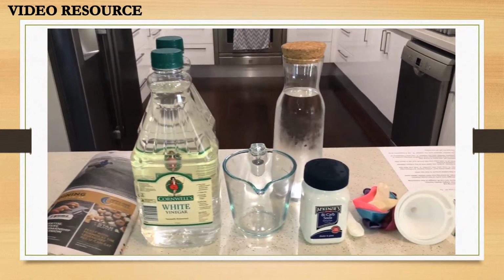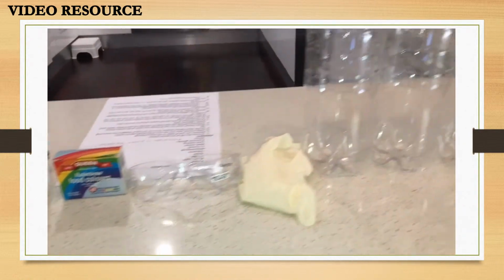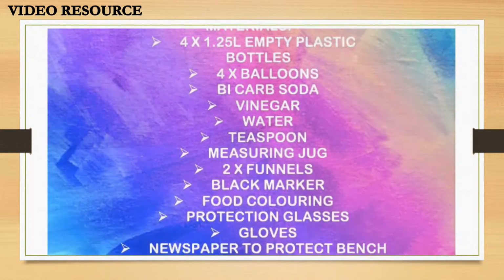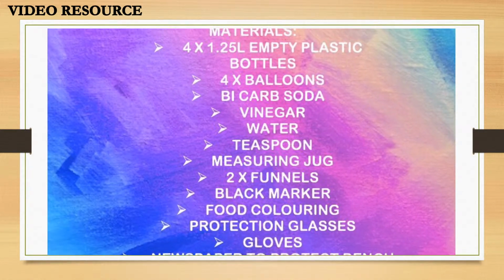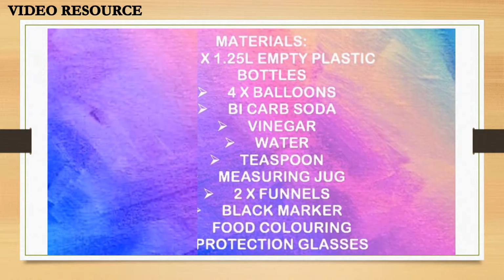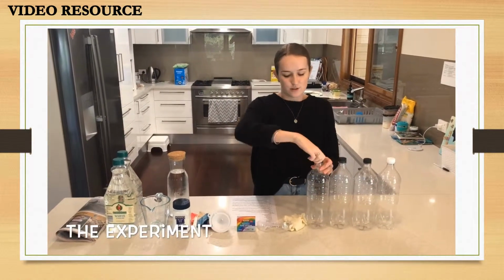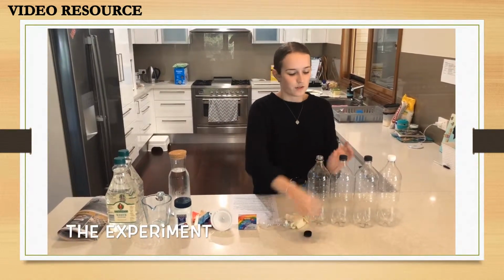All you'll need is 4 big empty plastic bottles, 4 balloons, bicarb soda, vinegar, water, a teaspoon, measuring jug, 2 funnels, a black marker, food colouring, protection glasses, gloves and newspaper to protect the bench. So first off, you have to unscrew all the lids off the plastic bottles.